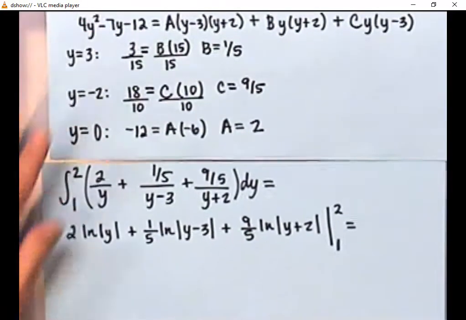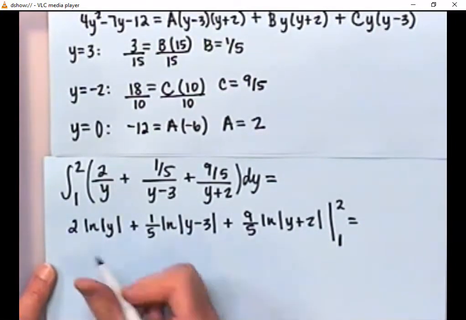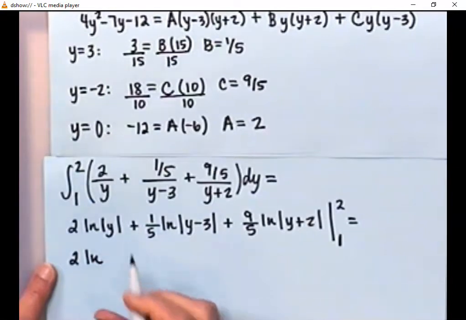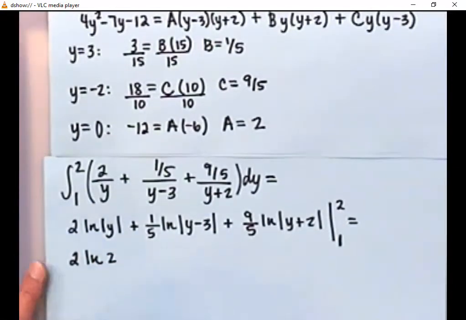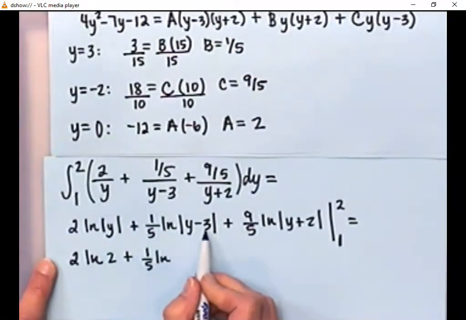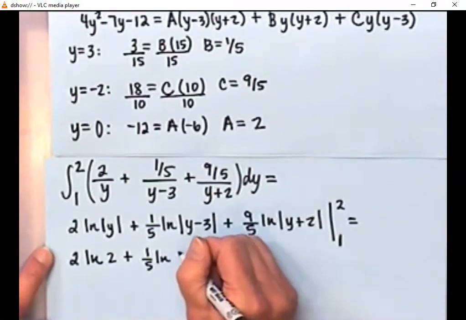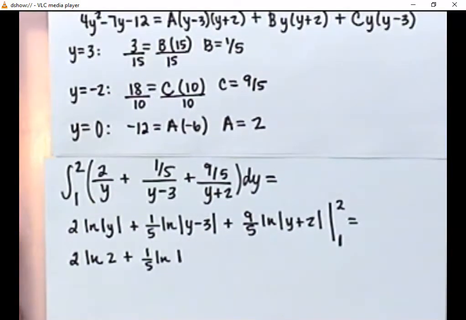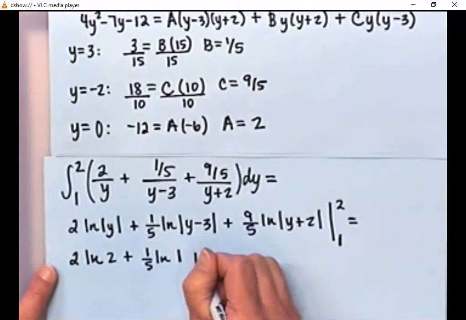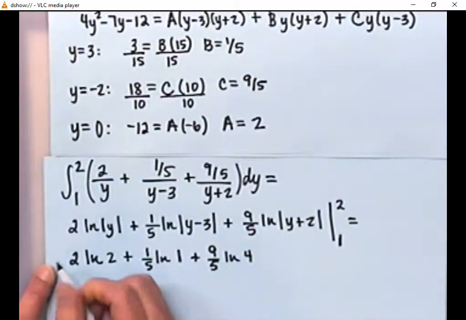Okay, let's see if we can do it here. So tell me what we get. Now the good thing is, I don't know if we'll need, well, maybe we'll need some absolute values. So this is 2 natural log of 2. So since 2 is positive, I can drop off the absolute values. Plus 1/5 natural log. Now here you get 2 minus 3, right? Which is technically what? -1. So the absolute value of that will be 1. So that's where absolute values are important. That becomes 1. Plus 9/5 natural log of 2 plus 2, which is 4.